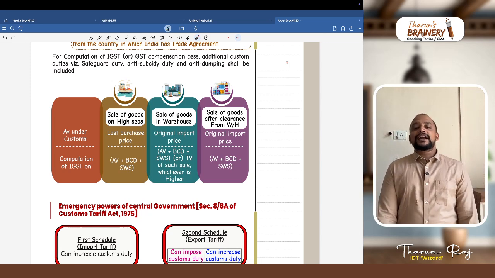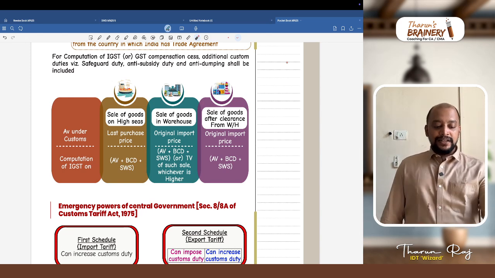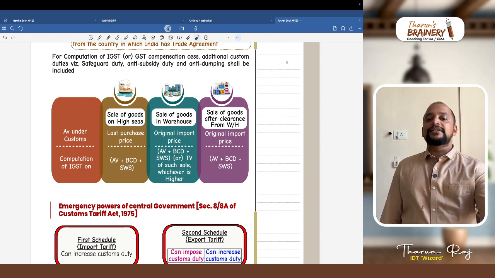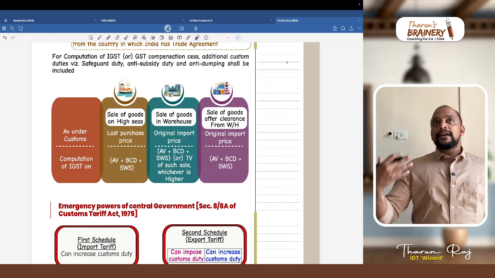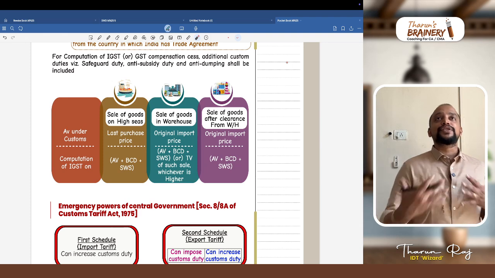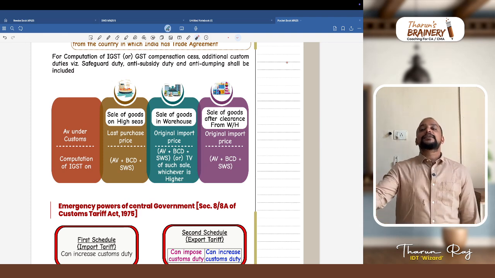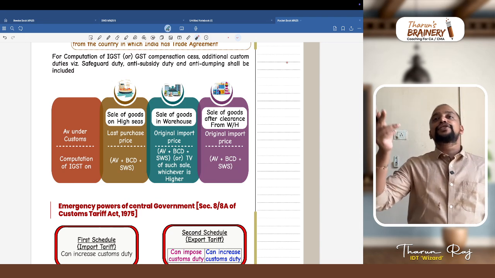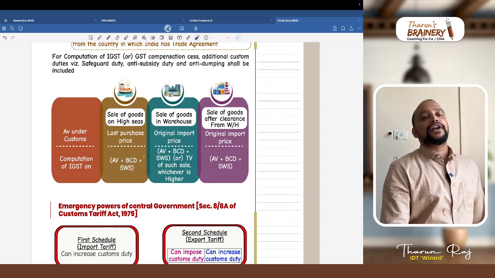Then what should be taken as assessable value in case of sale on high seas basis? In case of sale on high seas basis, we need to take assessable value as the last purchase price, means the price at which the person is purchasing. High seas sale means original importer transfers the documents of title to the subsequent buyer. That subsequent buyer is clearing, so therefore he needs to take the last purchase price at which he purchased as the assessable value under customs.